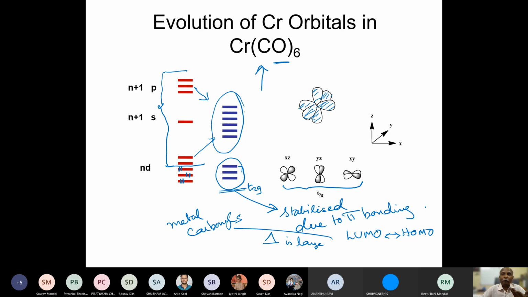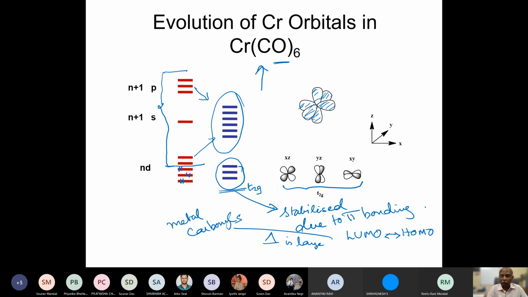And because the gap is very large, if you have 18 electrons, they will always pair. Unless there is an odd number of electrons, as in VCO6, they will always pair together to form a diamagnetic complex. So the magnetism is explained, and the short bond length is explained because of the formation of double bonds. Several of these factors are all nicely explained by the metal carbonyl bonding.